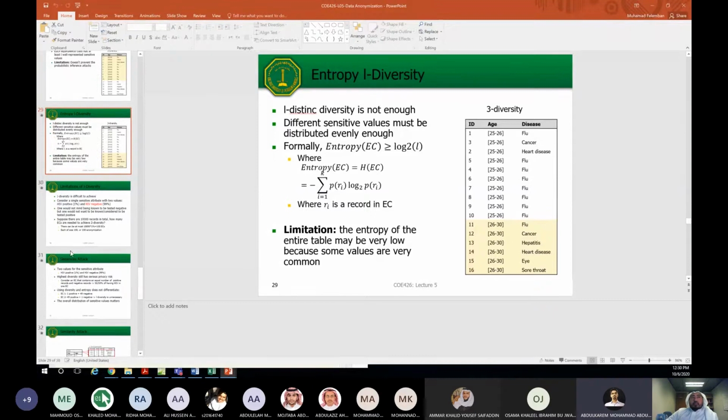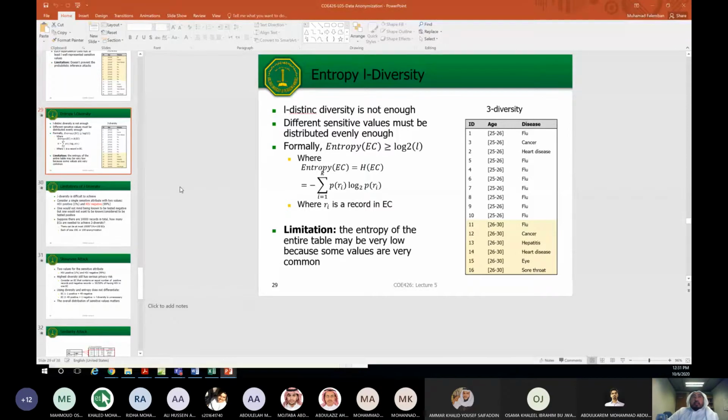So I'm coming into the limitations now. One of the limitations of L-diversity is that it does not consider the original distribution of sensitive values in the big table. It only mandates that in each equivalence class you have to have L distinct values or entropy-diverse values. It does not compare it with the original distribution of the whole table.